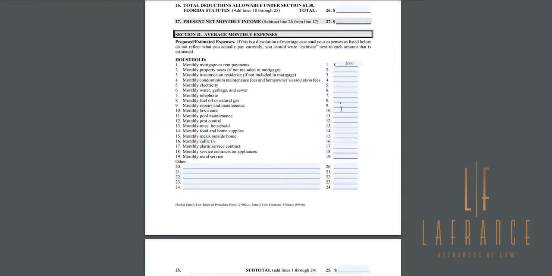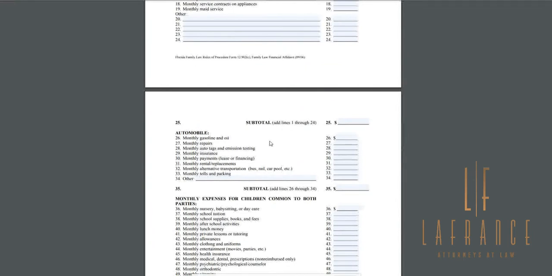Basically, you want to go through this. It's tedious, but you're going to want to go through each one of these categories and look back over your past few months of expenses and average those out to make sure that you have an expense, if it exists, for all of these categories. And if there happens to be some other expense that is not included in the pre-printed expense itemization, you've got some space down here to add those as well.